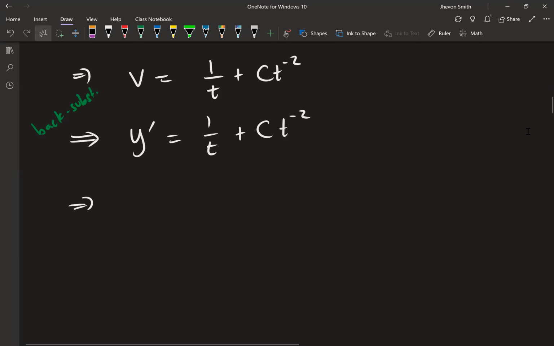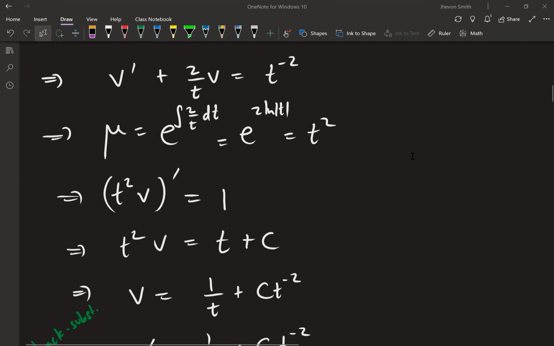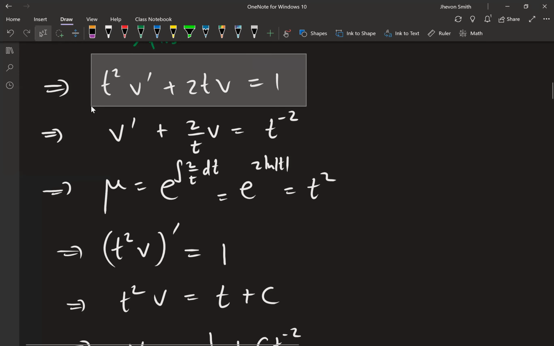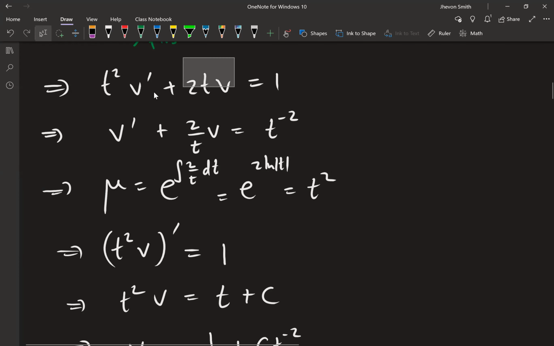Didn't the 1 divided by t squared, where was that? You mean here? Yeah, but we found that the mu was t squared, and then we multiplied this equation by t squared. It turns out the original equation, the left side was already in the form of the product rule. So when we found the integrating factor and multiplied through by it, we actually got back the original.